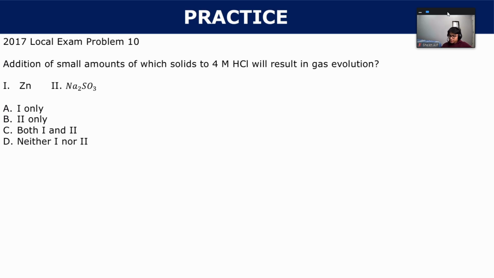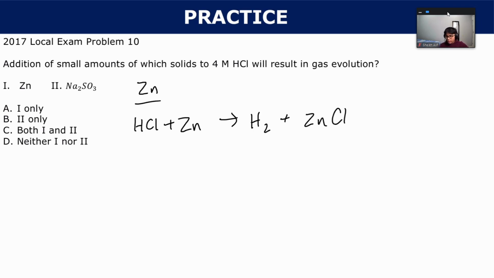Addition of small amounts of which solids to hydrochloric acid will result in gas evolution. Well, first let's take a look at zinc, right? So if we add zinc to hydrochloric acid, it's going to be a single displacement reaction, so we're going to have H2 plus zinc chloride. And so we have the H2.